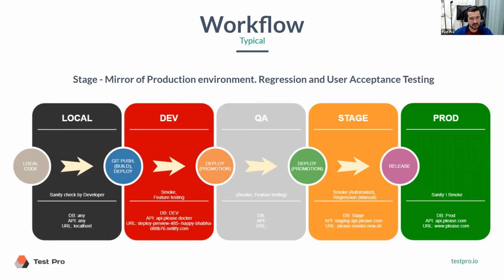And sometimes we need to fix the stage build. It's not all the time. It doesn't happen every time, but sometimes it happens. That's why we need to run regression one more time if there was a change.